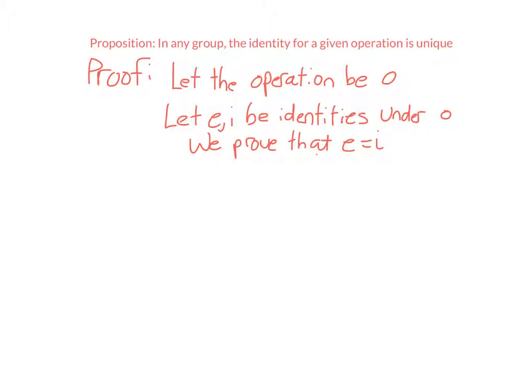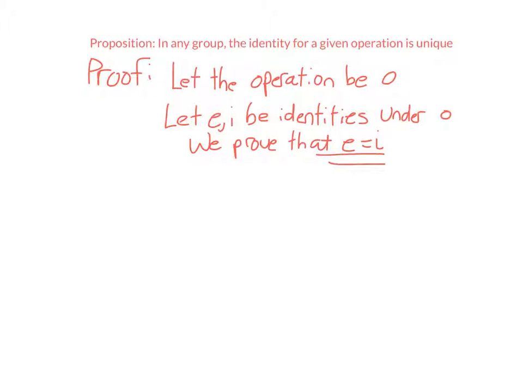It's important that I know what I'm trying to prove, that I get to something that looks like an equation, because that's how we prove things in maths. We're proving things by using equations. We're not proving things by just proving words. So I want to prove that E is equal to I, okay?